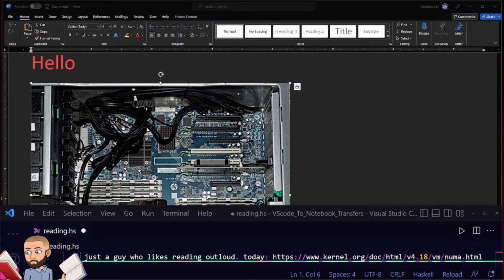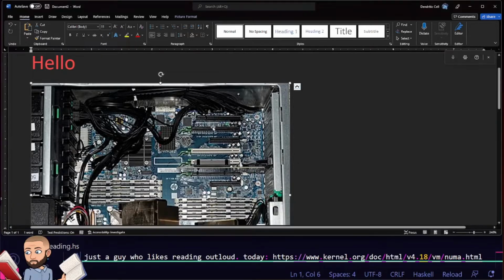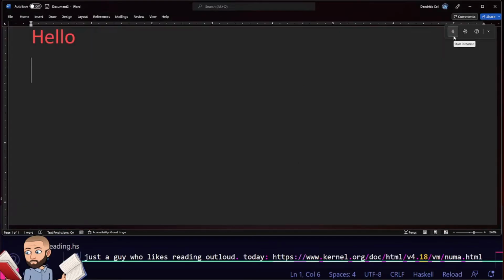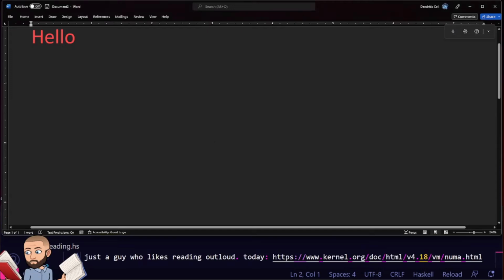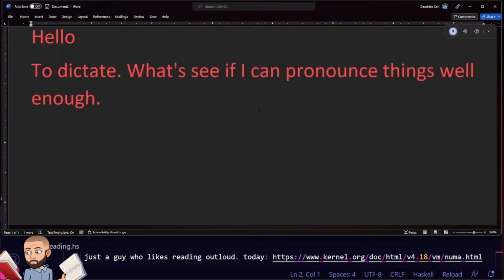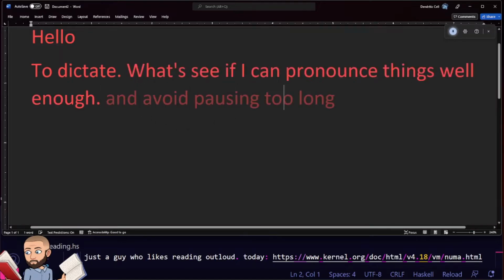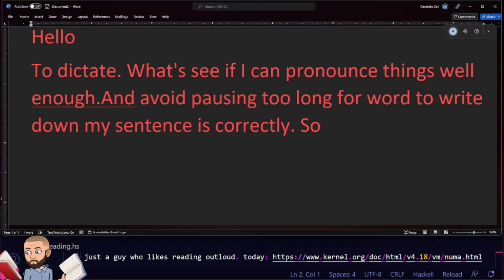When I paste it into Word, the quality is significantly worse. So if you need the URL, that's going to be down here if you want to read along in a better way. But I like playing with this voice to dictate. We'll see if I can pronounce things well enough and avoid pausing too long for Word to write down my sentences correctly. What is NUMA?